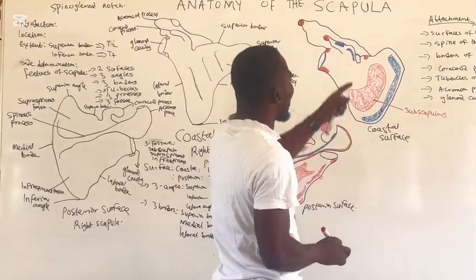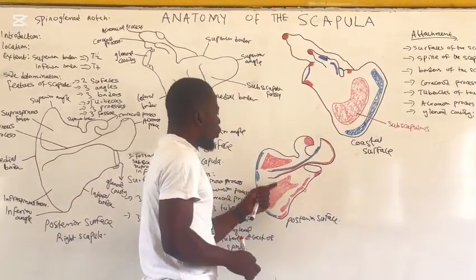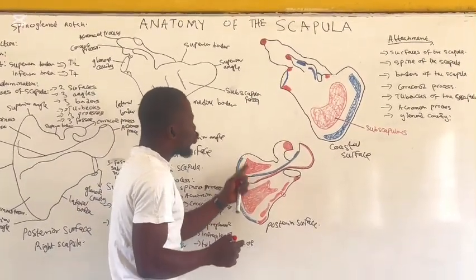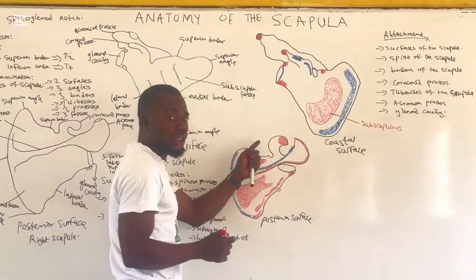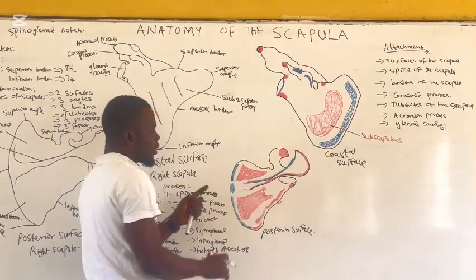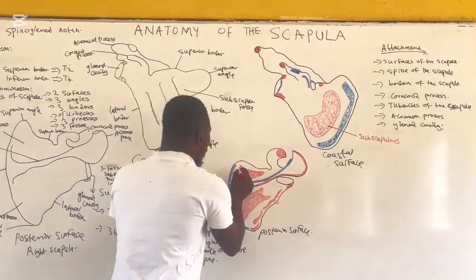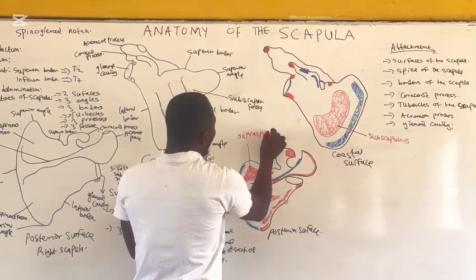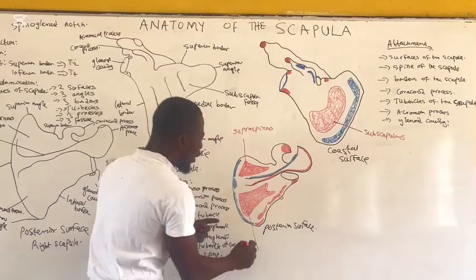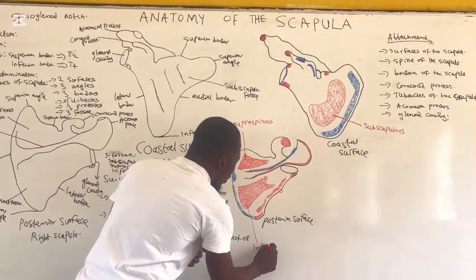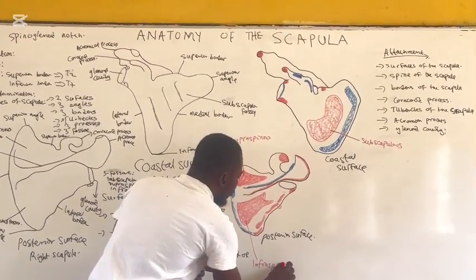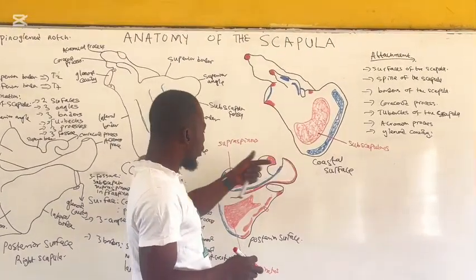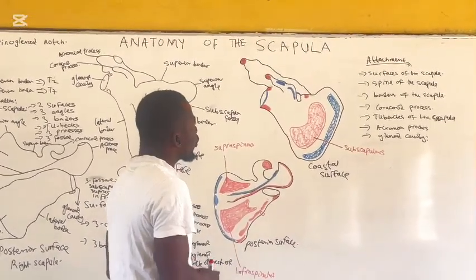Now, the muscles that are attached on the posterior surface: above the spine there is the supraspinatus, and below the spine there is the infraspinatus. So this muscle here is our supraspinatus, and below the spine is the infraspinatus. So those are the muscle attachments on the costal surface and the posterior surface.